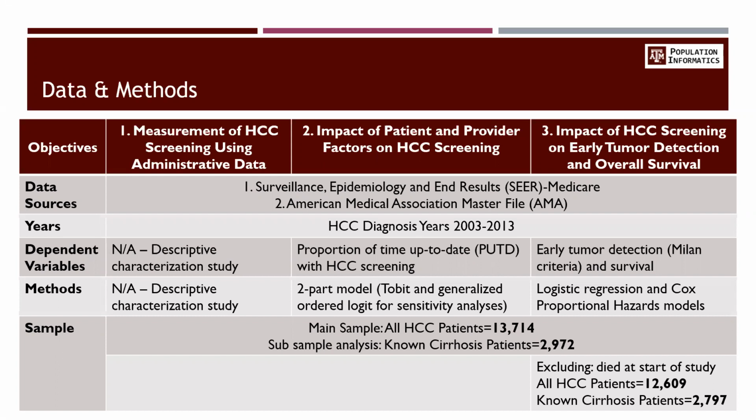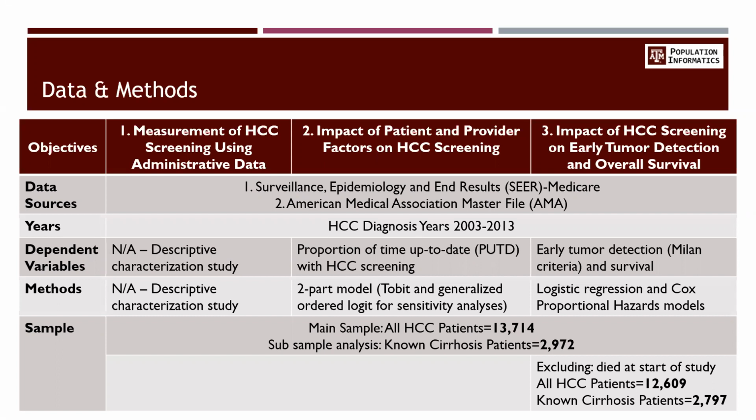The main methodologies, the first one, again, is descriptive. The second one was a 2-part Tobit model where we say, what are the chances of getting screening, because screening rates are so low? And if you are getting screening, how much? So that's a 2-part model. In the third one, we're doing a logistic regression as well as Cox proportional hazard models to look at survival. I will, again, not be talking a lot about 2 or 3, but I'm just giving you the general feel of the full study.